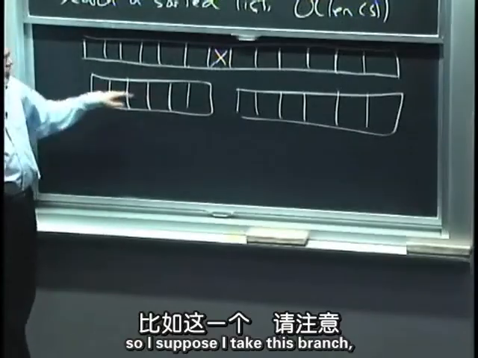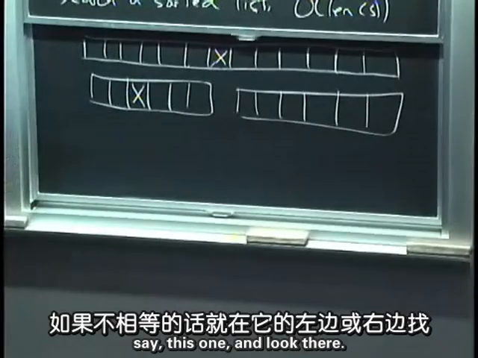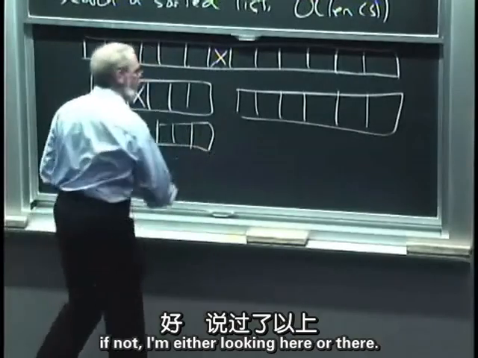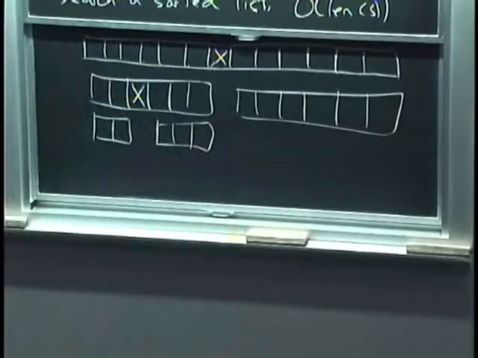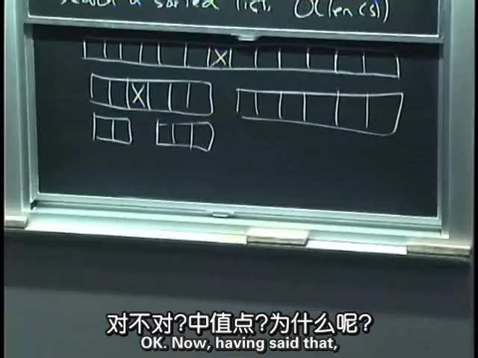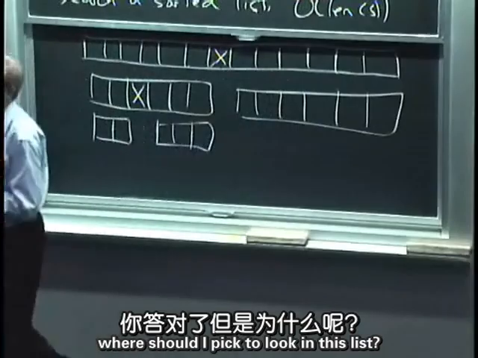So suppose I take this branch. I can pick a spot like, say, this one, and look there. If it's there, I'm done. If not, I'm either looking here or there. And I keep cutting the problem down. Now, having said that, where should I pick to look in this list?